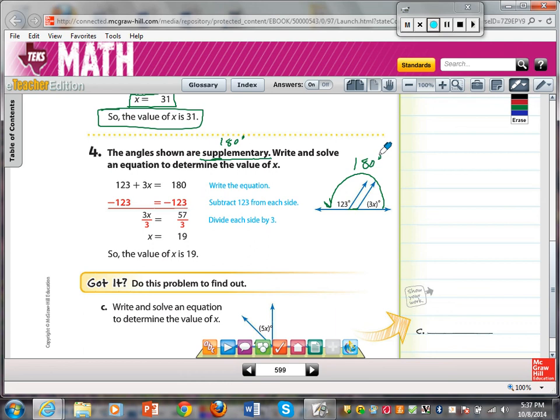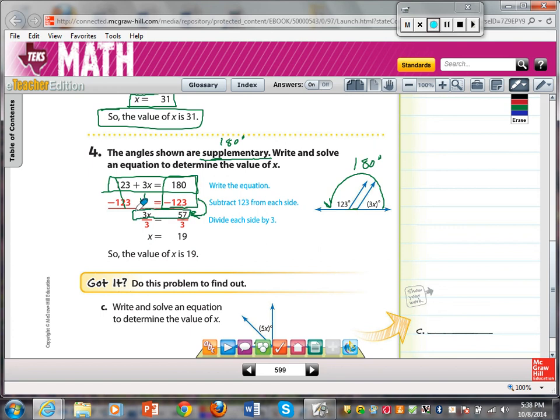So we got the 123 plus the 3x, and all that has to equal 180 degrees. And this is how we come up with our equation: 123 degrees plus 3x is equal to 180 degrees. And now it should look very familiar. So 3 is being multiplied by x. That means that we have to get rid of the 123. So you subtract 123 from both sides. This cancels. You bring down your 3x. Here it is. Bring down your equal sign. So then 180 minus 123 is equal to 57. And here is your one-step equation.